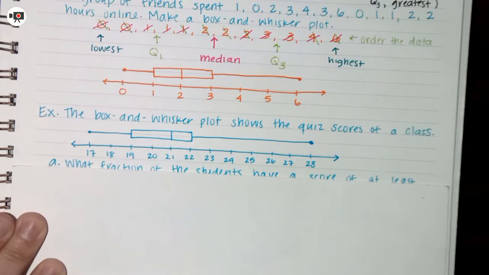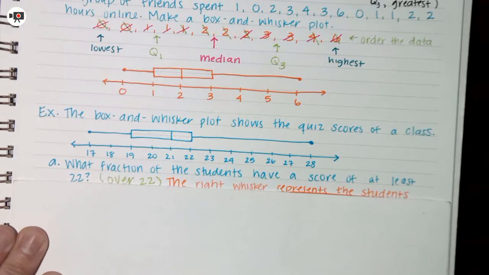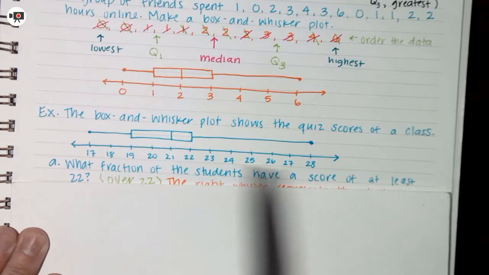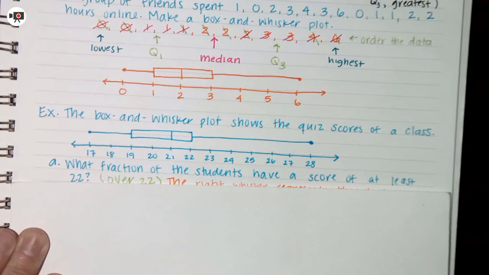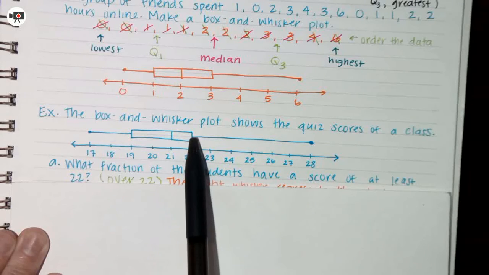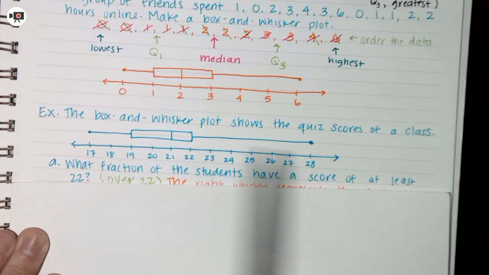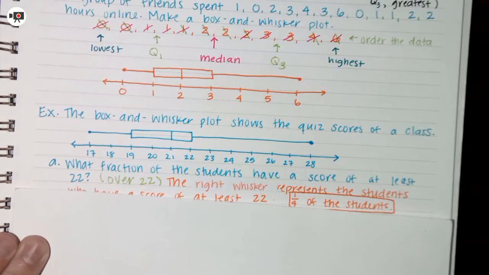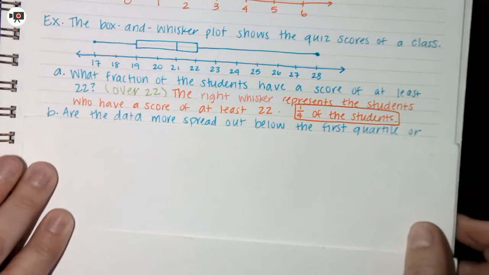The box and whisker plot given shows the quiz scores of a class. What fraction of the students have a score of at least 22? At least 22 means that 22 is the smallest, so we can have scores that are higher than that as long as 22 is at the bottom of that range. So what fraction? Well, from 22 to the highest, that's a whisker. It's just one whisker, so we know that that is a quarter. So 1/4 of the students have a score of at least 22.